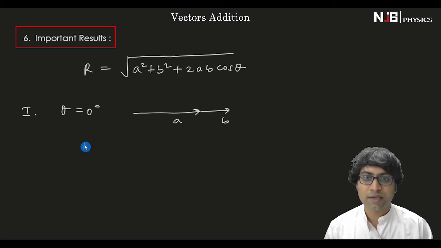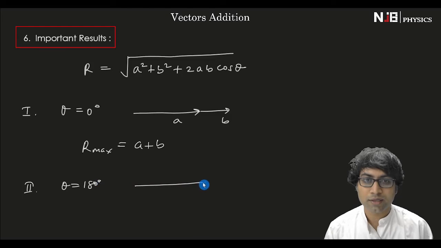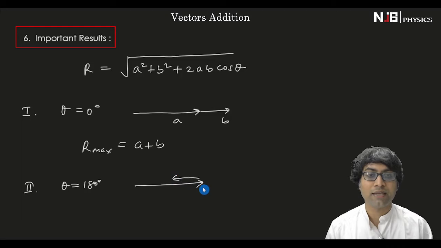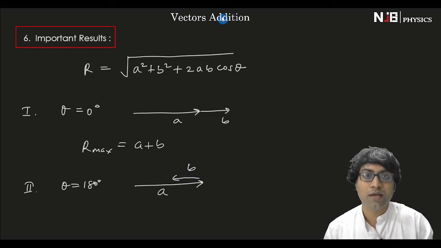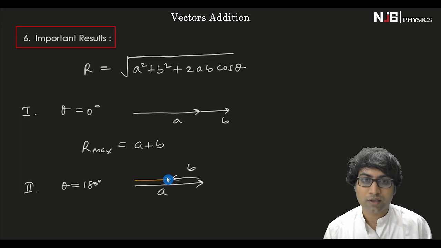In this case, the resultant is going to be maximum and the value of the maximum resultant will be a plus b. The second important result would be if theta is equal to 180 degrees. Let's say this is the first vector and the second vector is going to start from where the first vector is ending, and we are assuming that the second vector has a smaller magnitude than the first vector. Then in this case, this is a vector, b vector, and the resultant will be this vector r. So what will be the magnitude of the resultant vector in this case? The magnitude is going to be minimum, which is equal to a minus b.